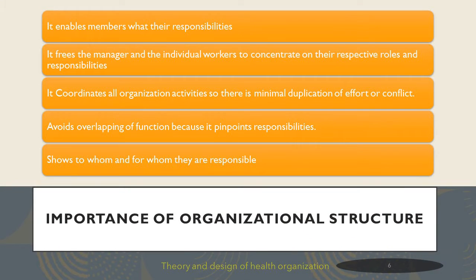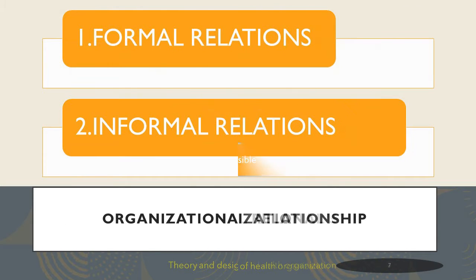Why is organizational structure so important? First, it enables members to know their responsibilities. Second, it frees the manager and the individual workers to concentrate on their respective roles and responsibilities. Third, it coordinates all organization activities so there is minimal duplication of effort or conflict. Fourth is to avoid overlapping of function because it pinpoints responsibilities. And lastly, it shows to whom and for whom they are responsible.